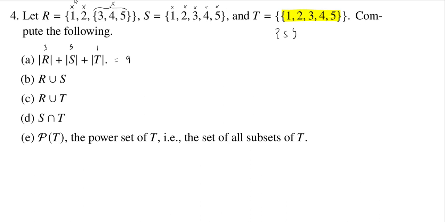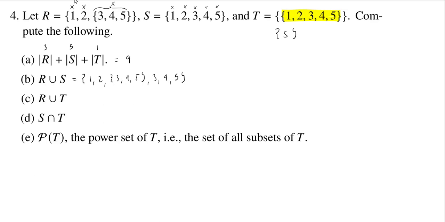Okay, now what about the union of R and S? So the union, recall, is all of the elements that could show up in R or in S. So let's see. Well, 1 shows up, actually shows up in both, but we don't write it twice because sets can't see multiple elements. 2 shows up. Then you have this weird set, {3, 4, 5}. It's not the elements 3, 4, and 5. It's the set containing the elements 3, 4, and 5. And that's everything from R. And then in S, you have 3, 4, and 5.